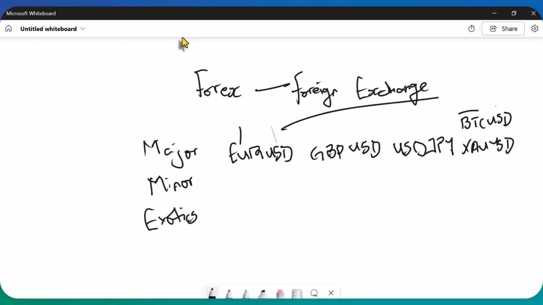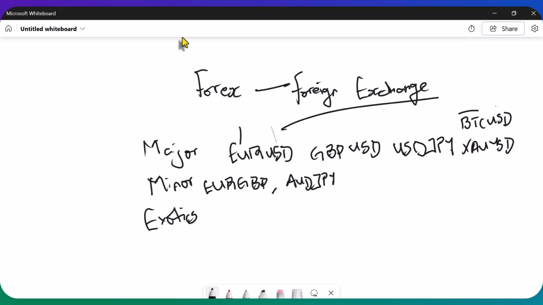So now moving on, we have the minor and the exotics. Minor pairs don't include the USD. For example, EUR GBP is an example. AUD JPY, which is the Australian dollar against the Japanese yen. You can just go online and search for major, minor, and exotic pairs and see how it is. It's very, very fascinating.